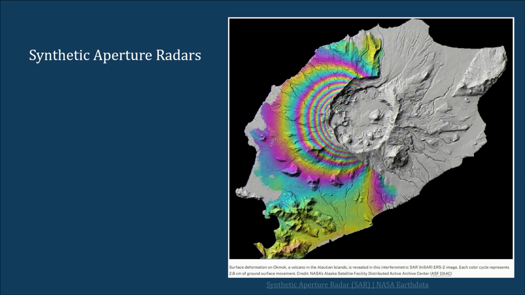Another important application is synthetic aperture radar, which is mainly used for remote sensing. This is an image showing the surface deformation on a volcano. By using radar, it is easy to visualize remote areas. Here you can see how landsliding is happening in volcano areas using synthetic aperture radar.